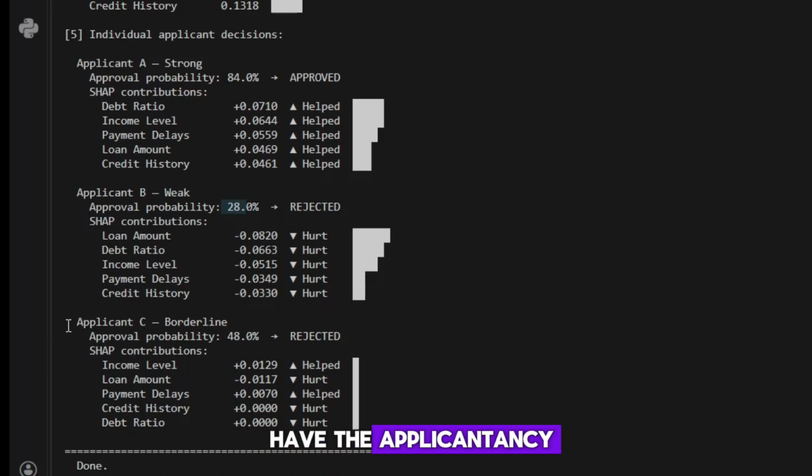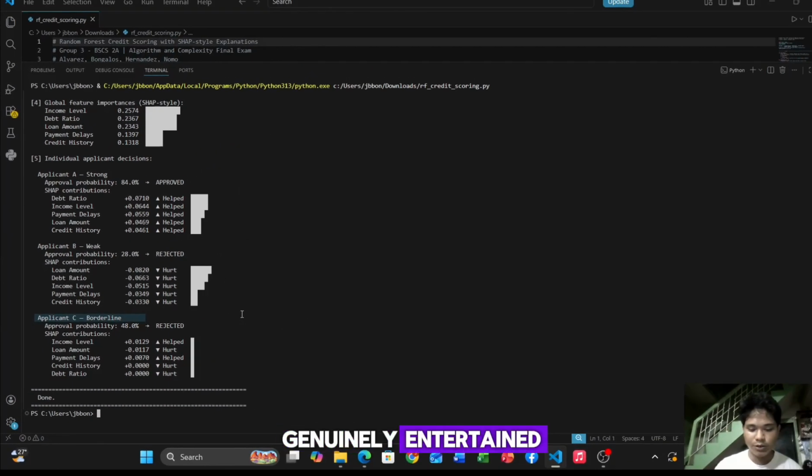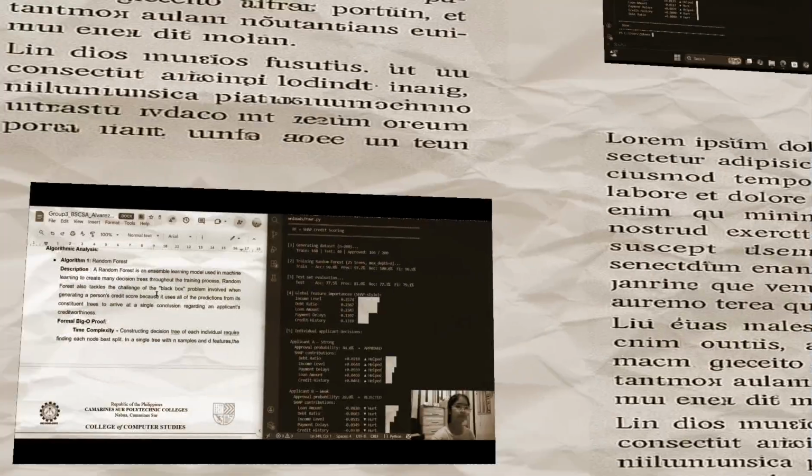And lastly, we have applicant C, which is borderline. At 48%, just below the threshold. The near-zero SHAP values confirm that the model is genuinely uncertain, which is the correct behavior for our borderline case. That's all. Thank you.